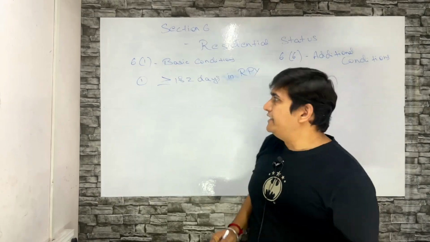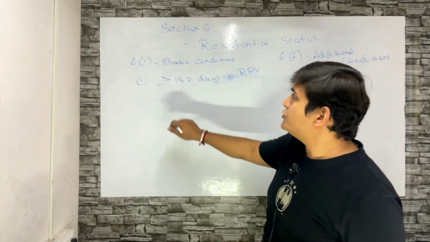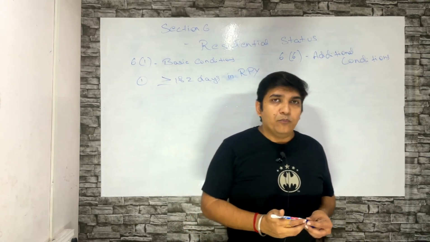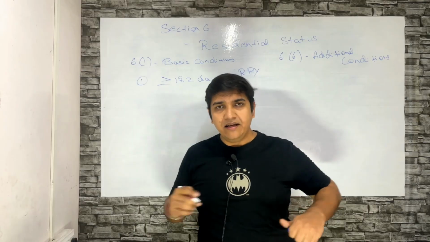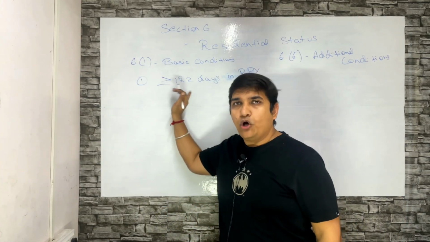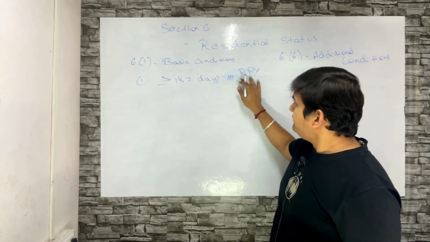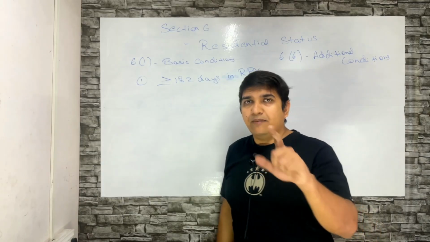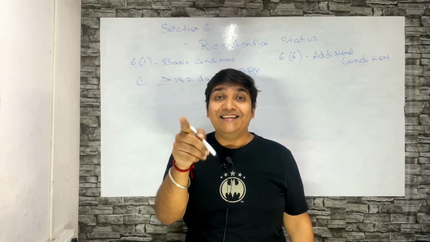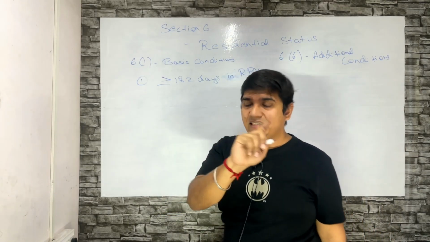During the relevant previous year, the first condition is that the individual must stay for more than or equal to 182 days. The wording of the law says 182 days or more. That means either 182 days or more than this, they should stay in India in the relevant previous year. Remember this. So if you are calculating income for previous year 25-26, then in the previous year 25-26, they should have stayed for 182 days or more. That is the first condition.